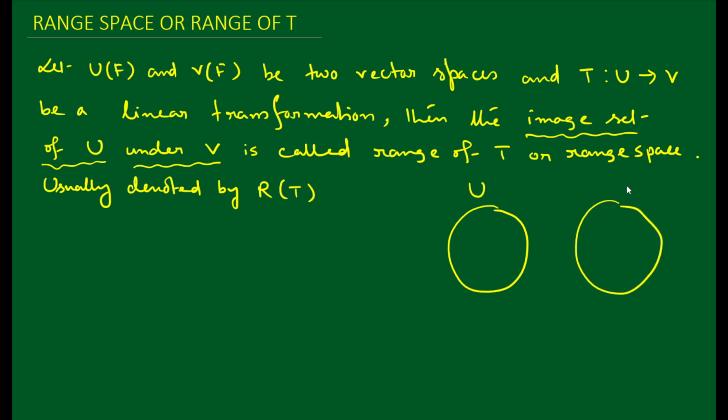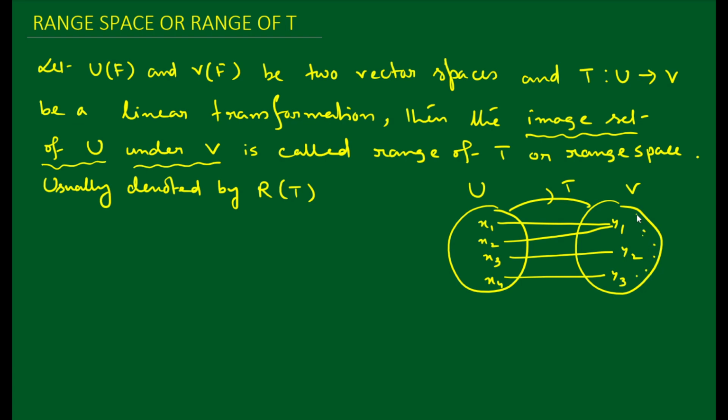These are the two different vector spaces. T is a transformation, x1, x2, x3, x4. Okay, so यहाँ पे भी 0 एलिमेंट है. So हम लोग यहाँ पे शो नहीं किया है. So suppose x1 का जो इमेज है वो y1 है. Suppose x2 का इमेज y1 है. x3 suppose y2. And this is suppose y3. And there are some other elements also.